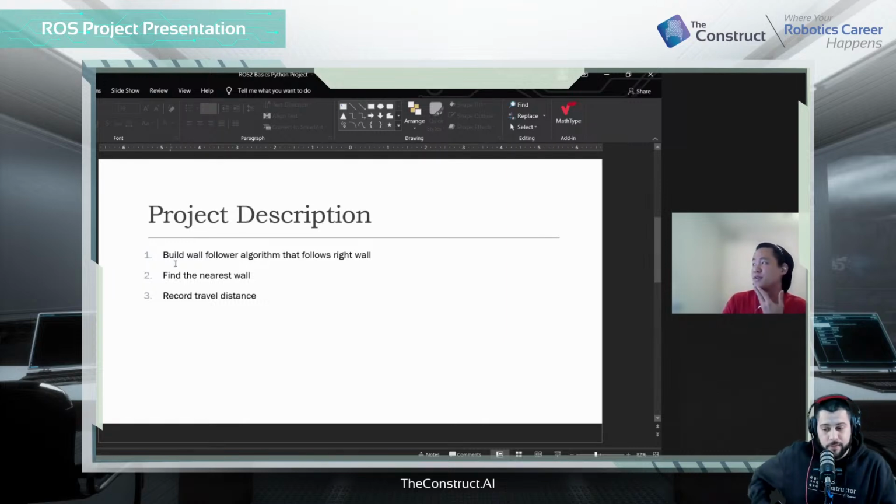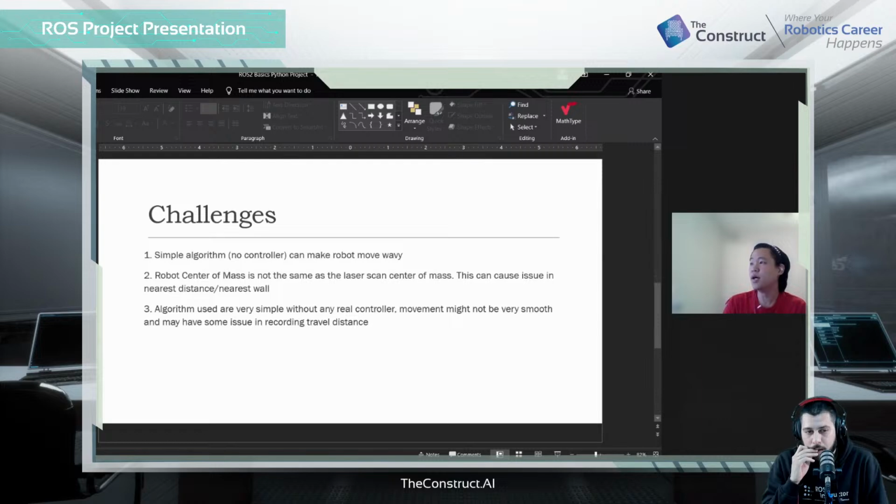Okay, so based on the description that I just mentioned, we have three things on the project. We want the robot to follow a wall on the right-hand side. When it starts, it wants to find the nearest wall that it can follow, and then we want to record the traveling distance. So the challenges: first things first, we're using a simple algorithm with no controller.